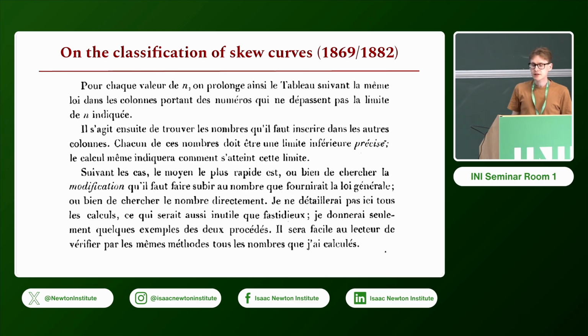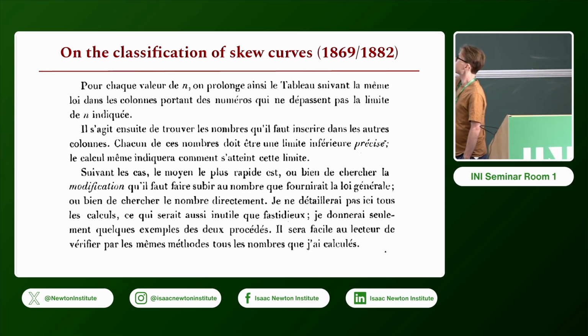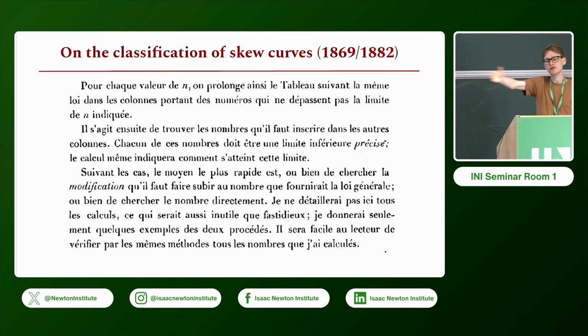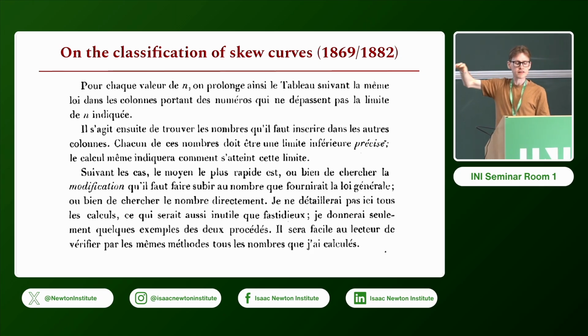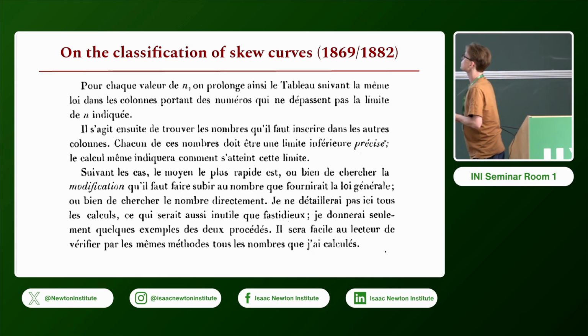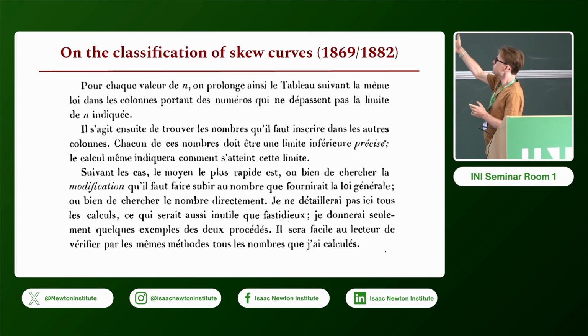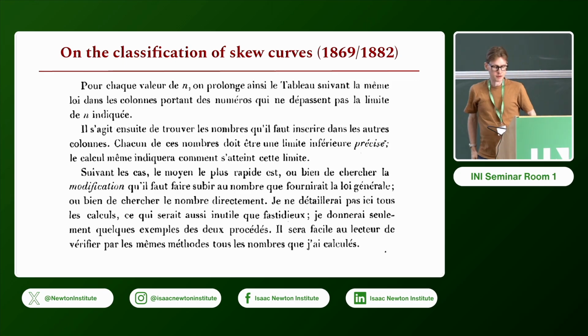And then he goes on to give the tables for 6, 7, 8, 9 as well, and then he stops at 9 and he says, well, here's the procedure through which you can continue the operation, because it's an infinite process, right? There's always more to be computed, but he gives the procedure, the modification that you need to carry out. He gives some more examples, and he gives two methods, and he says it's easy for the reader to check through the same methods all the numbers I've computed.